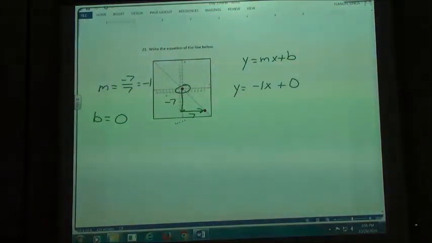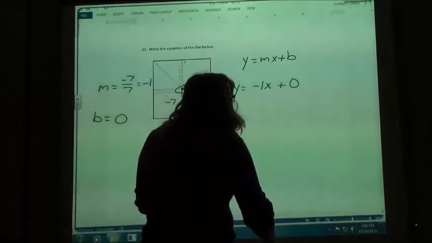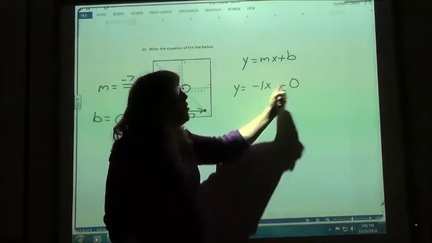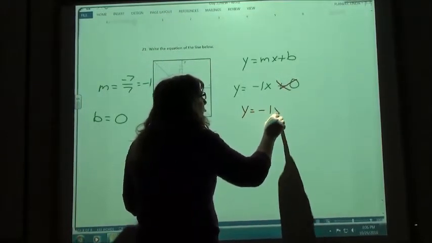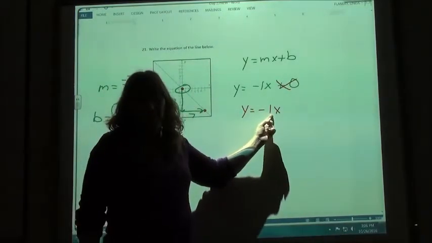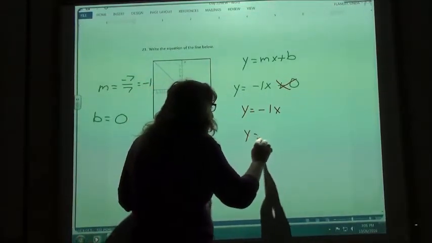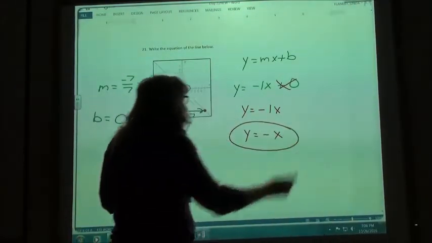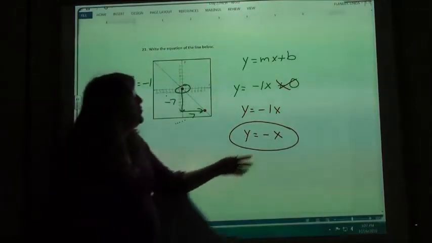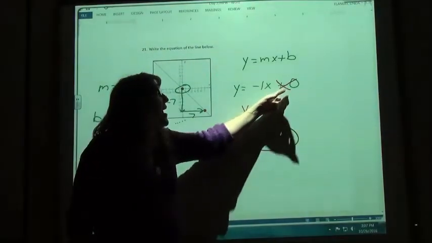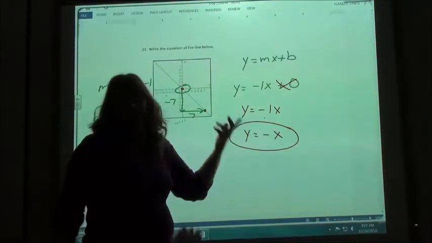Now, of course, on that equation I can simplify it, and I can simplify it quite a bit because we really don't need the plus 0 on the end. So y equals -1x, and we don't need the 1 in front of the x. So y just equals -x, and that would be the best form for the equation of that line. Most of them you're not going to be able to simplify much, but here are the two cases. I don't need the 0 on the end, and if there's a 1 in front of my x, I don't need the 1.